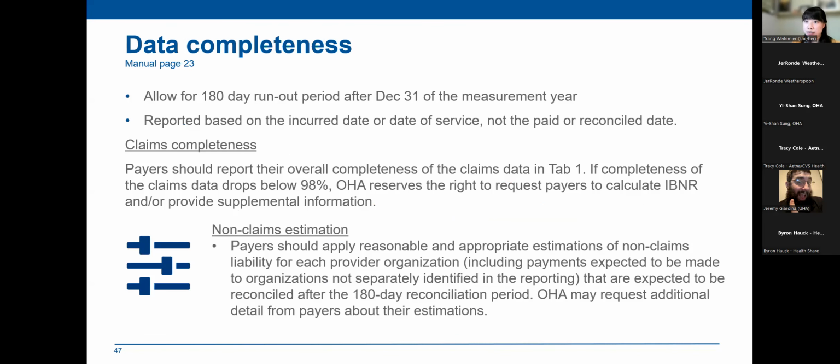All right, data completeness. So no change from last year. We are allowing for a 180-day runout period after December 31st of the measurement year. Reminder that you are reporting spending based on date of service. So not the paid date or the reconciled date.